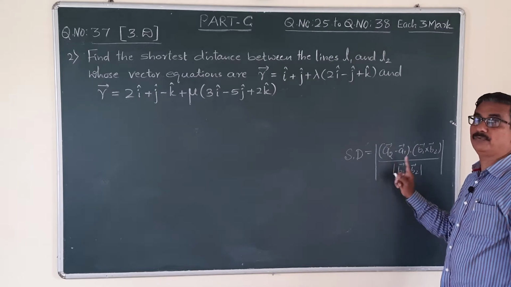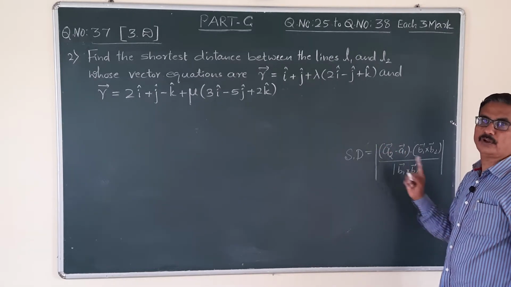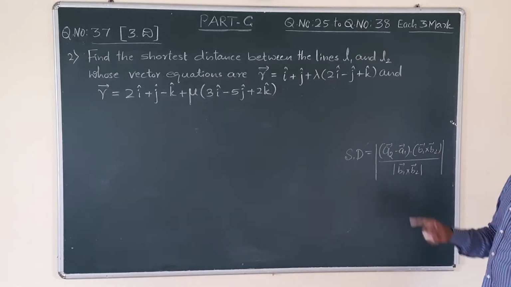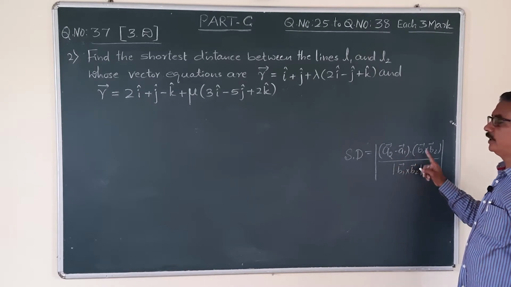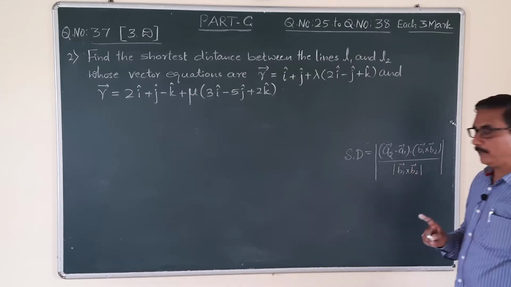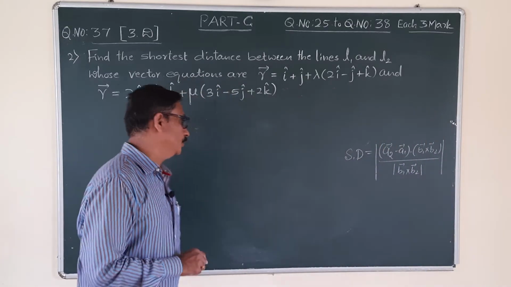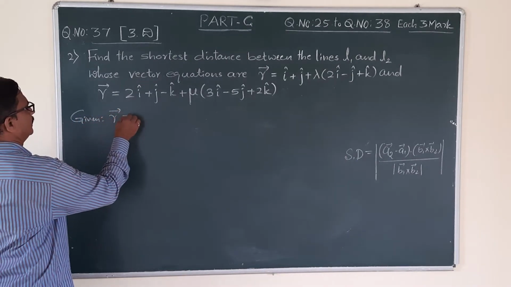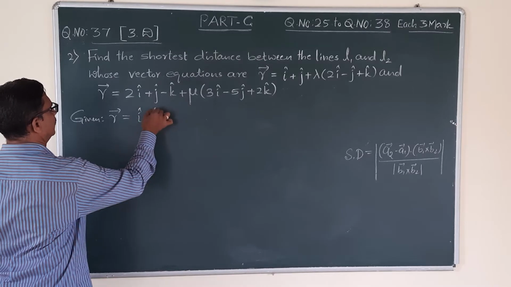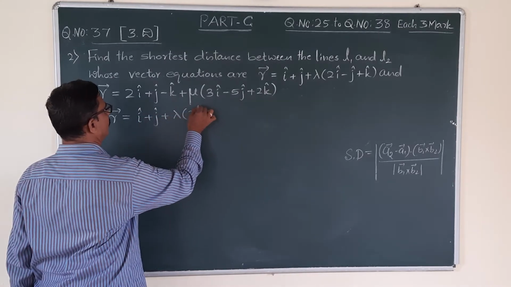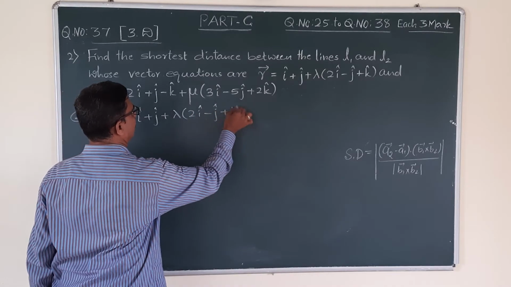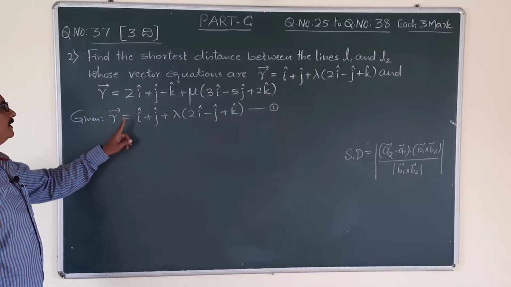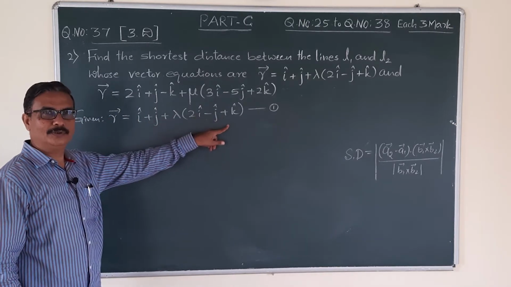Remember that formula. If you remember the formula, you can easily solve this problem. What is the formula? The shortest distance between two lines is given by modulus of (a2 minus a1) dot (b1 cross b2) divided by the magnitude of b1 cross b2. Now look here, how to solve the given data. Here r is equal to i plus j plus lambda into (2i minus j plus k). This is the first vector equation, right? It is in the form r is equal to a1 plus lambda into b1.